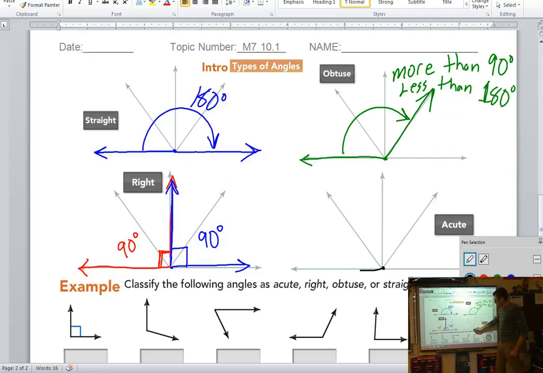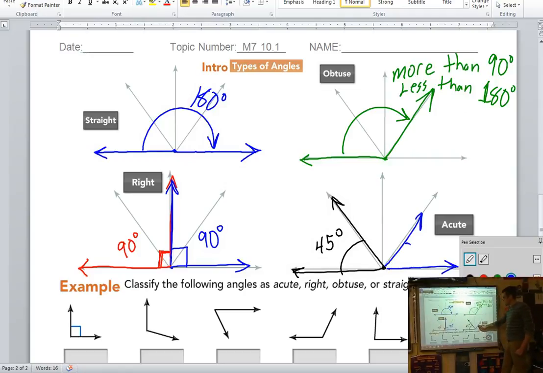So if I start using this ray like all the other ones, to be acute, it has to be less than 90. So my option would be there, which that's probably about 45 degrees if I were to guess. Or if I use this ray out this direction, I can use that ray with it, and this looks to be about 45 degrees. So acute must be less than 90 degrees. So if you want to label there, an acute angle must be less than 90 degrees.